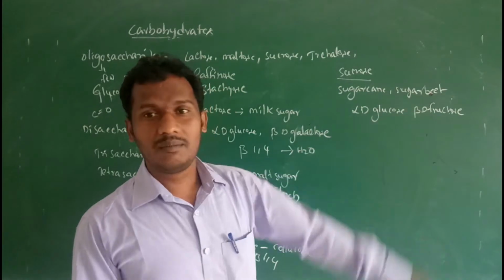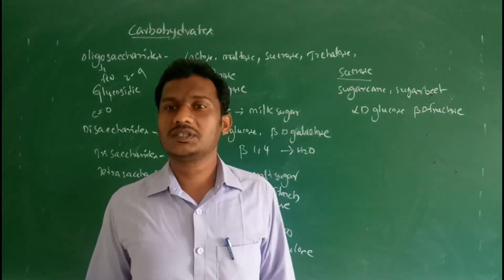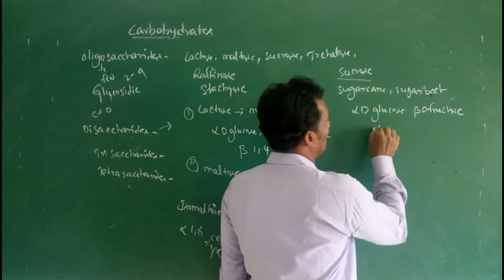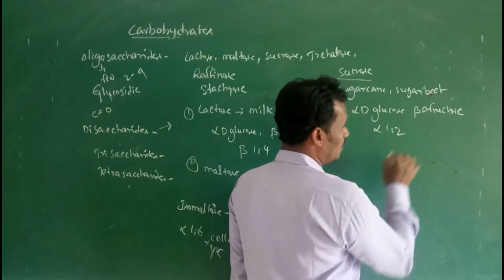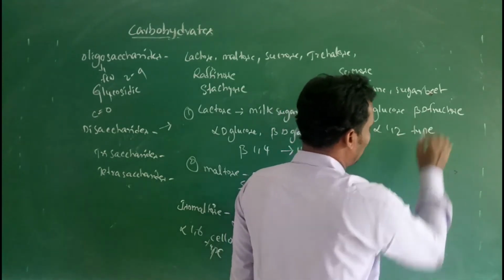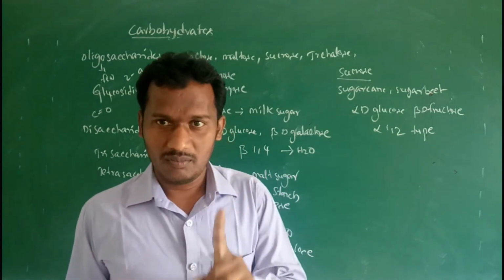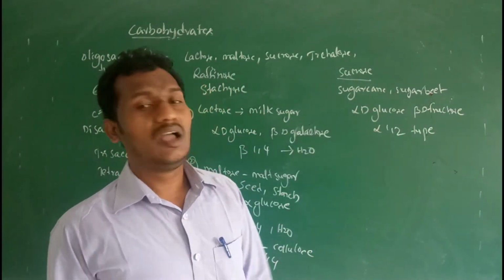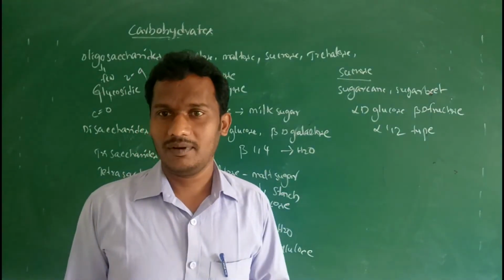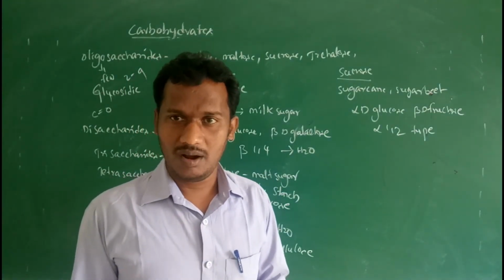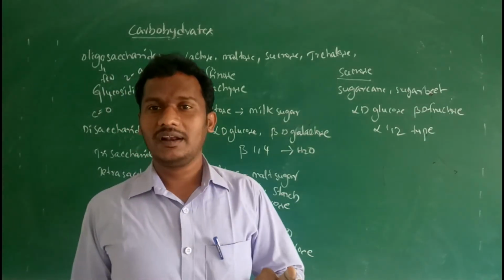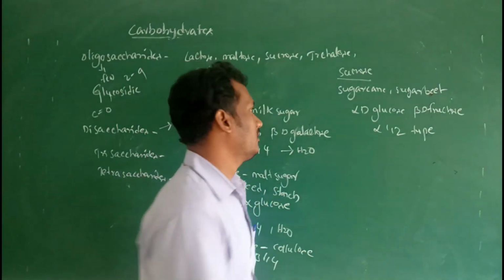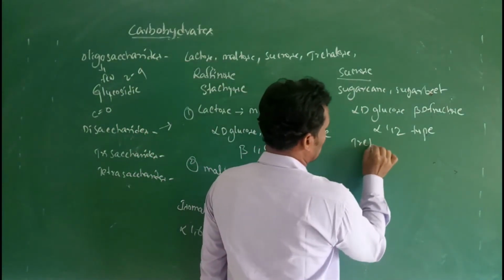This glucose and fructose are joined by a glycosidic bond, an alpha 1,2 glycosidic bond, by the elimination of one water molecule. Sucrose is a non-reducing sugar. Then trehalose.